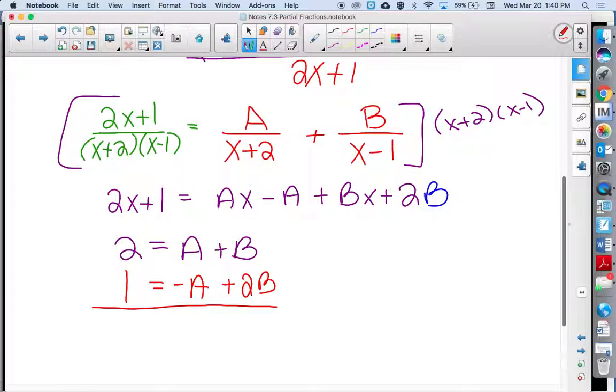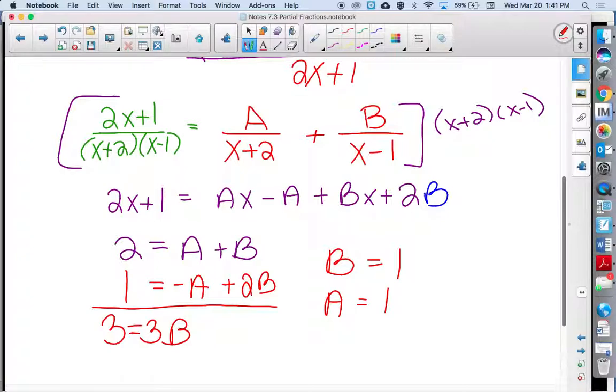So the partial fraction part is pretty straightforward. You have 2 linear factors, 2 variables. Eris, if you add these equations together, what do you get? 3b. So b is equal to 1, and then a is equal to 1.